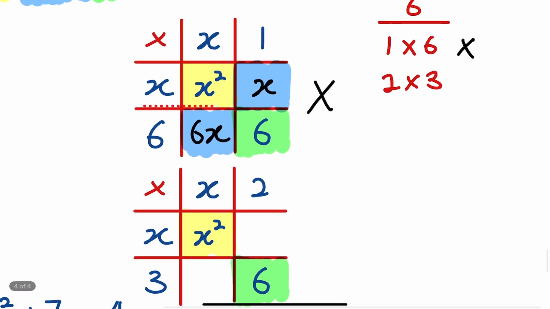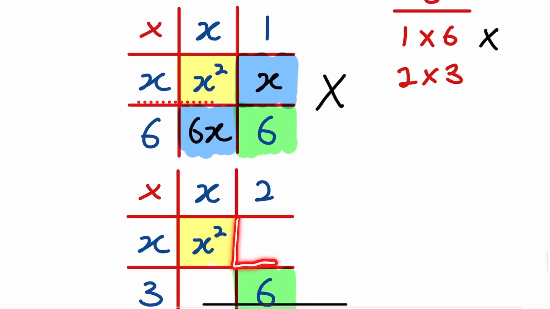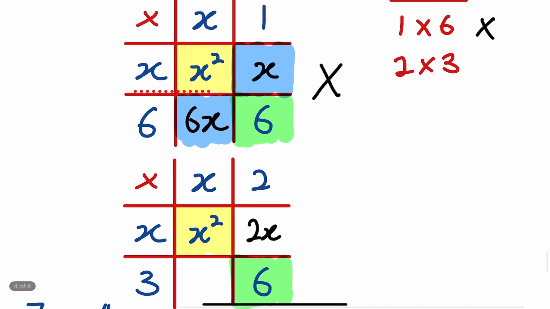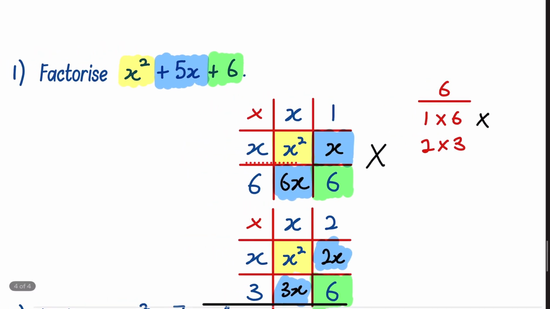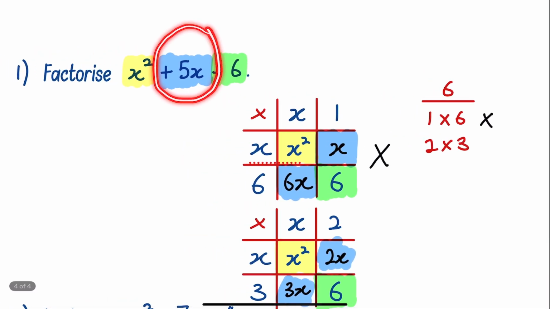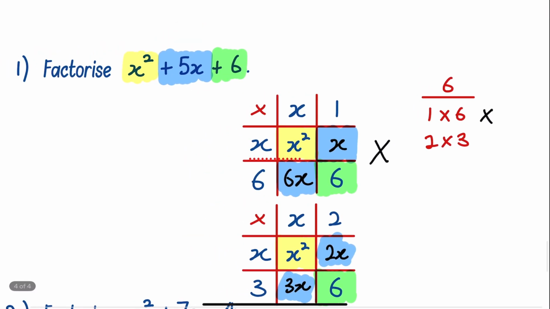So now let's check the boxes. Here I have x times 2, which is 2x. I write it out, 2x. Over here I have 3 times x, which will give me 3x. Now I check, if I add these two terms together, 2x and 3x, 2x plus 3x is equal to 5x. And aha, I have solved the problem. Therefore, this 2 times 3 factor is correct.